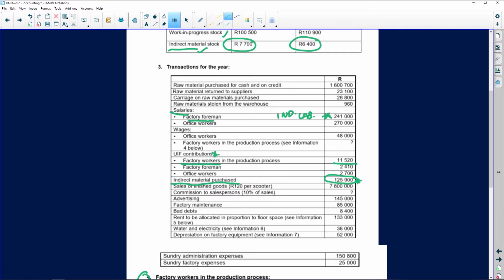Right, office worker has nothing to do with the factory. Then I've got wages, okay, nothing in terms of the factory. We dealt with our direct labor. And then I've got UIF contribution, again, for the factory foreman, and this would be indirect labor. Okay, looking through the rest of the information, there is nothing else. So I'm going to obviously take 241,000, and to that, I'm going to now include 2,410.